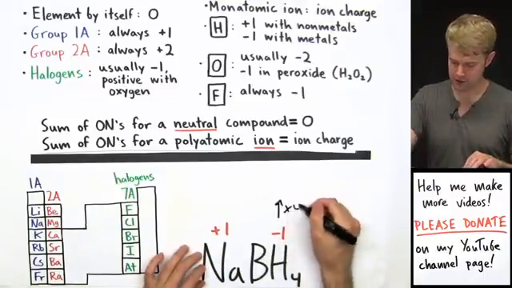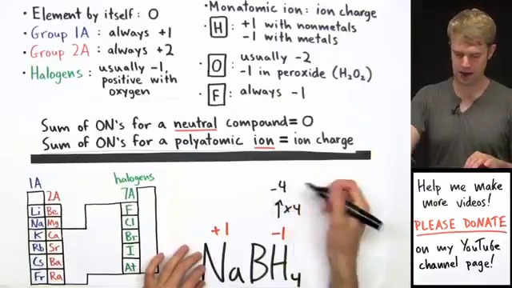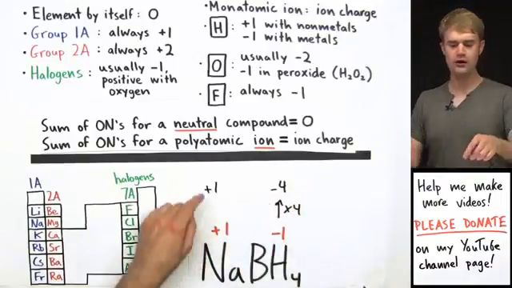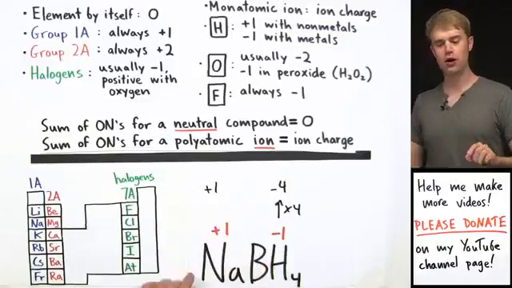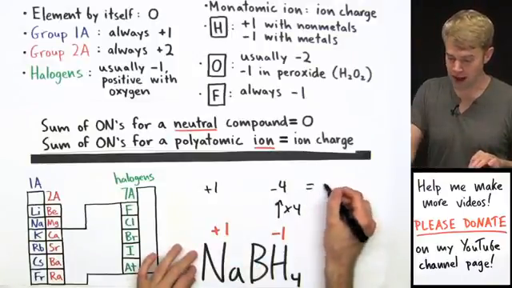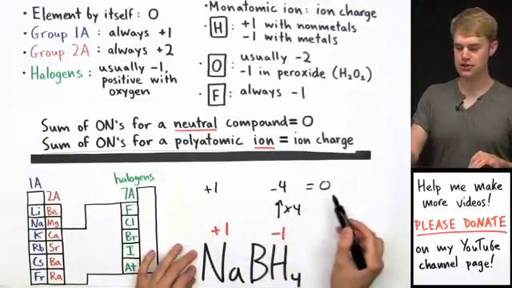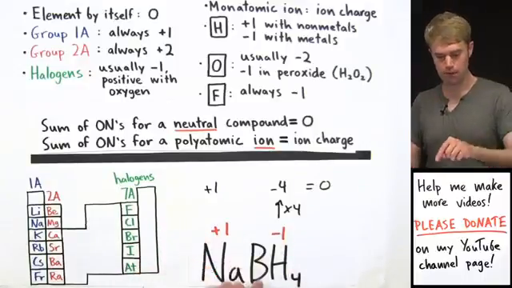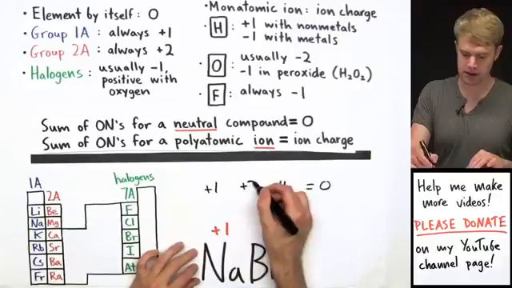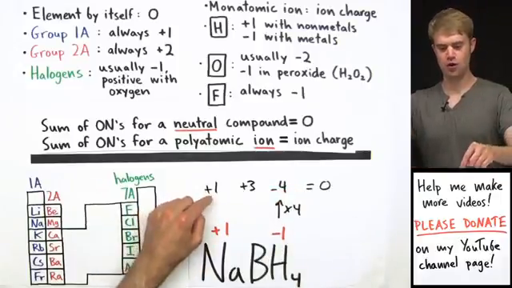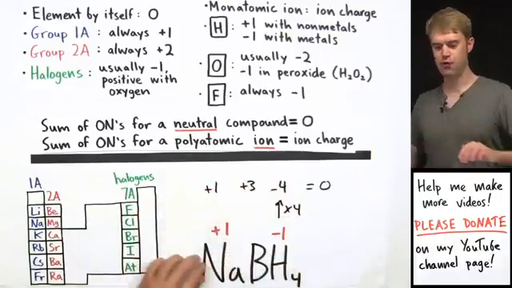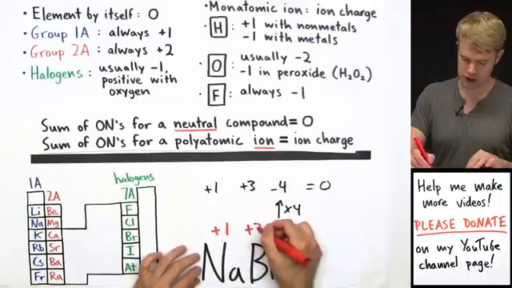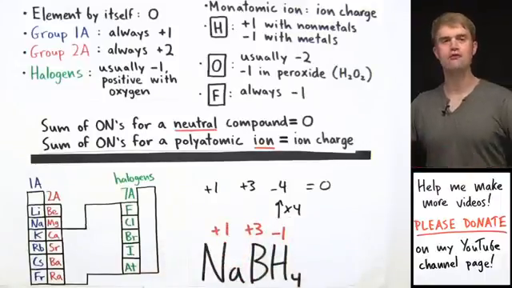-1 times 4 gives us -4. +1 from the sodium. What is boron's oxidation number going to be? Whatever it is, it's going to add with the other numbers to make 0 because this is a neutral compound without a charge. So boron's oxidation number is going to be +3. +1 plus 3 minus 4 equals 0, an oxidation number of +3 for boron here.